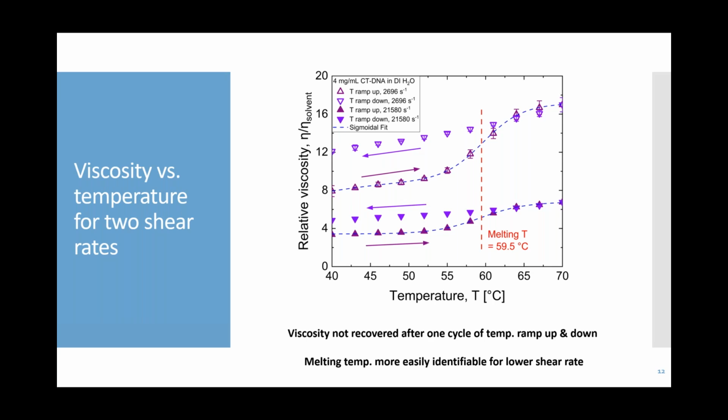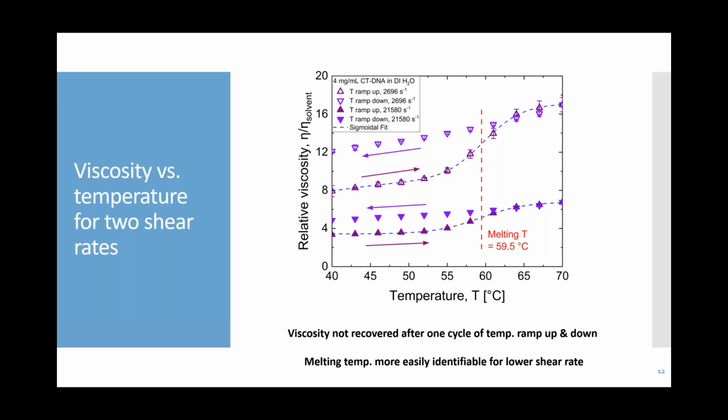We do that by defining the melting temperature in this plot. To define it, we take a sigmoidal fit of the temperature ramp up data only, as in only when the temperature is increasing. And we set the midpoint of this fit as the DNA melting temperature. And this is actually consistent with how it's defined in the literature. The melting temperature is the same for both shear rates. Because of this, for the data that we're going to show you in the following slides, we're only going to focus on one shear rate.